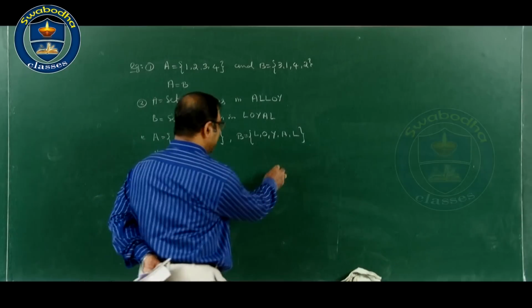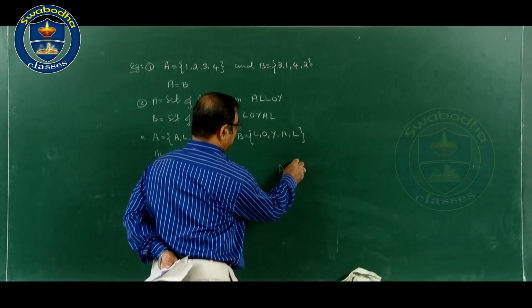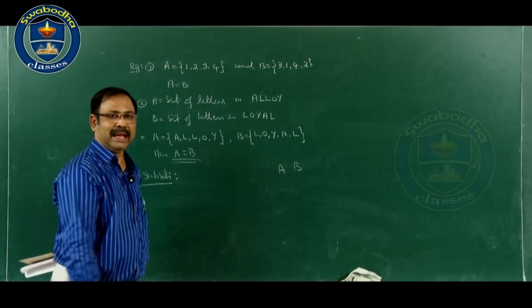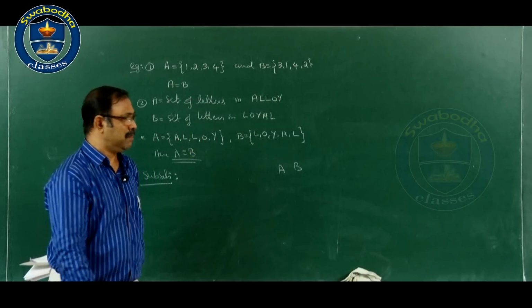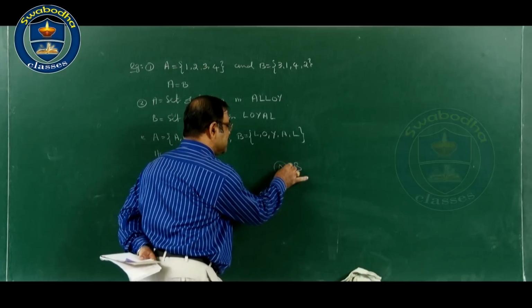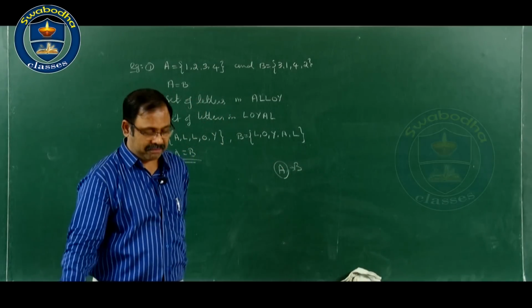See, A is considered to be the subset of B. A is the subset of B if all the elements of A must be the elements of B.